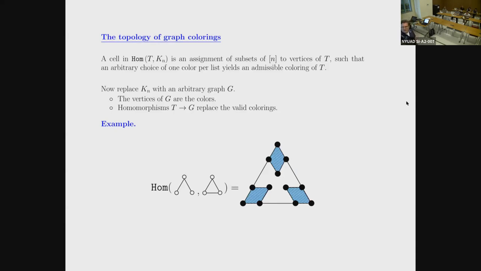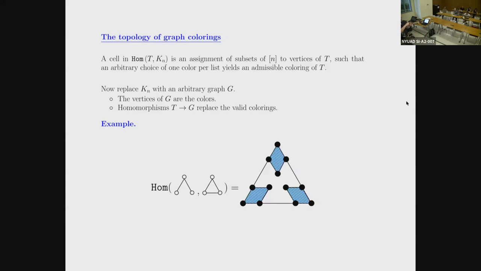So in more general, we can replace the complete graph by a graph G and construct a space Hom(T,G). The vertices of this space will be all graph homomorphisms. So I have two graphs, and a vertex is any graph homomorphism. And I connect two graph homomorphisms by an edge.